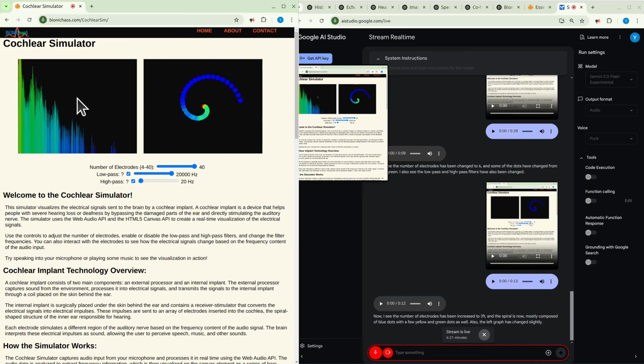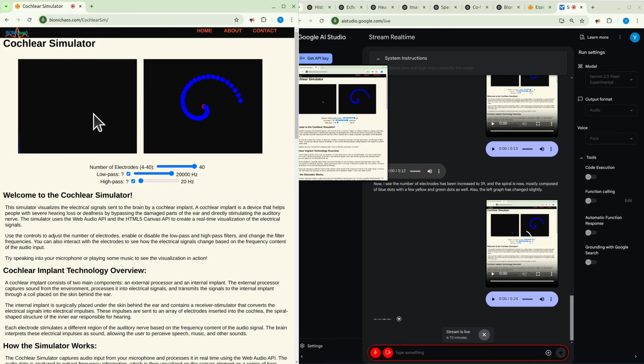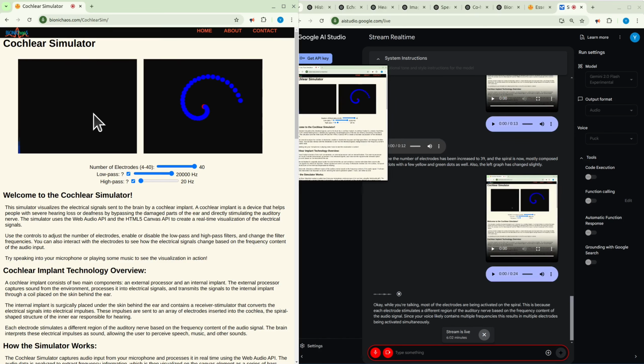Okay, so when I'm talking, which electrodes are getting activated mostly, and can you explain why that might be the case? Okay, while you're talking, most of the electrodes are being activated on the spiral. This is because each electrode stimulates a different region of the auditory nerve, based on the frequency content of the audio signal. Since your voice likely contains multiple frequencies, this results in multiple electrodes being activated simultaneously.